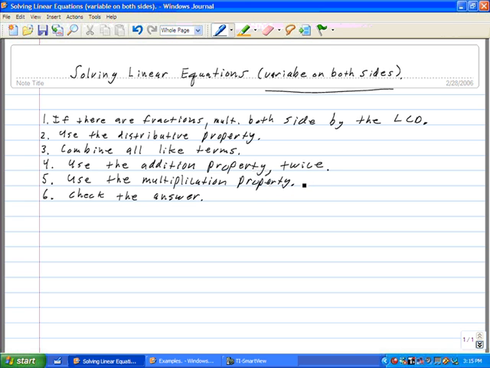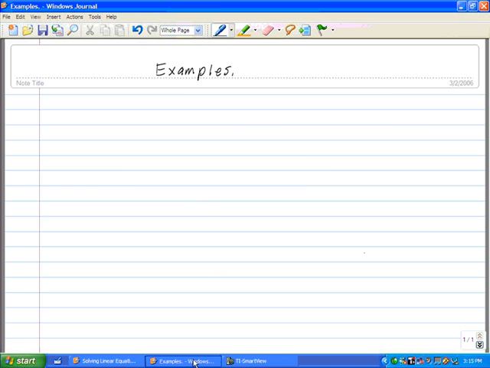If you've done things correctly up to this point, you will only have to use the multiplication property one time, and that should give you an answer. And then, last of all, you're going to want to check your answer. So the procedure is the same, the only difference being in step number 4, where you use your addition property twice instead of just one time.